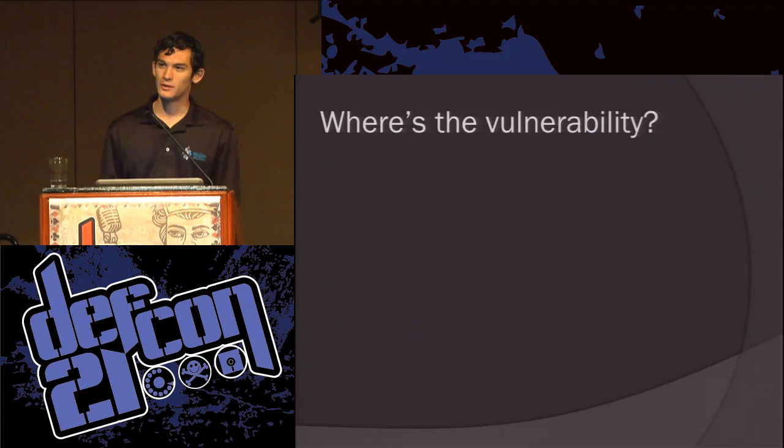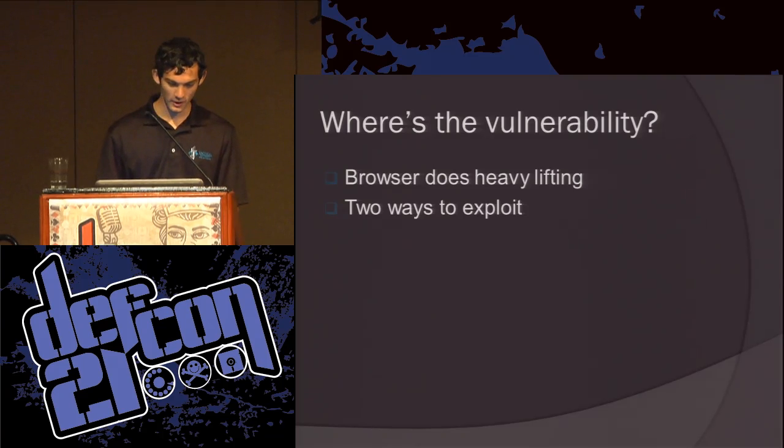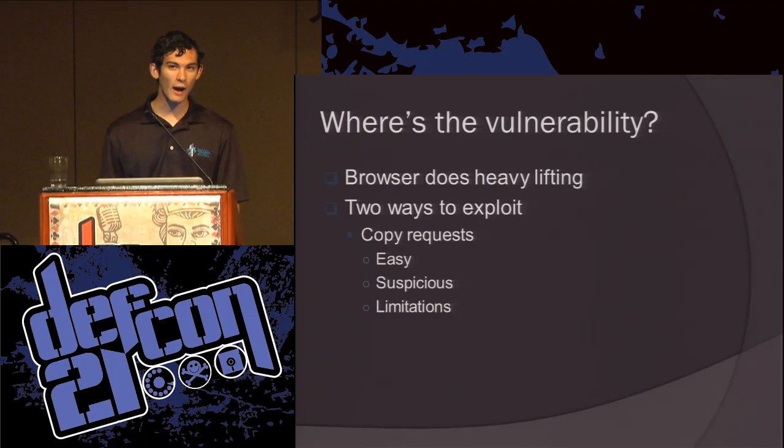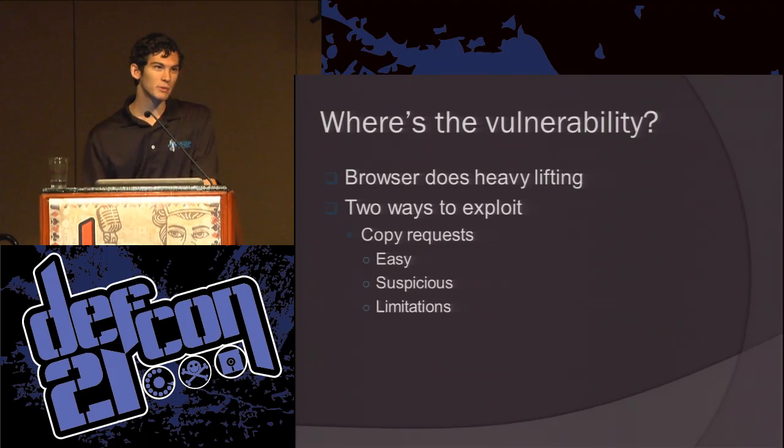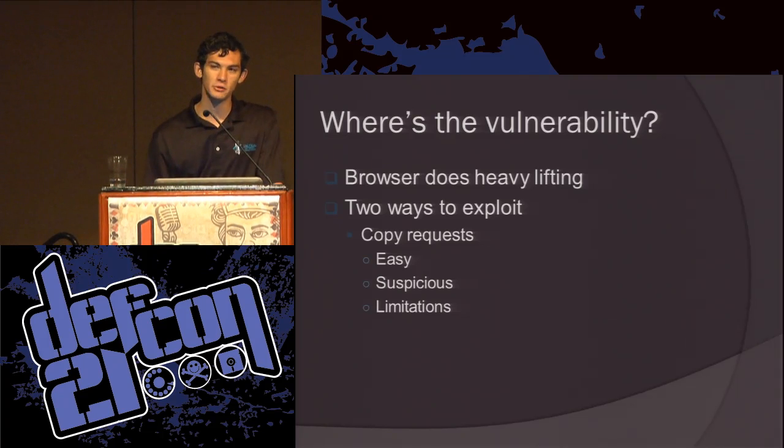So where's the vulnerability? Well, I already went over how the browser does all the major work for you. So what do you have to do? Well, there are two ways of going about this. I mentioned this earlier. You can copy the requests based on the syntax of the URL. And this is typically pretty easy. You look at one URL and you're like, all right, there's a file name there and this is the structure, and you can easily write a regular expression to do this.